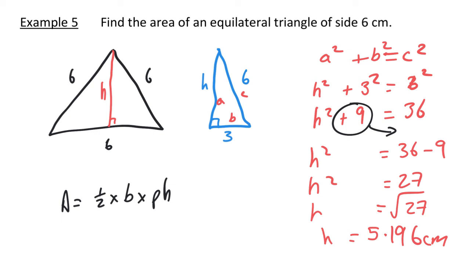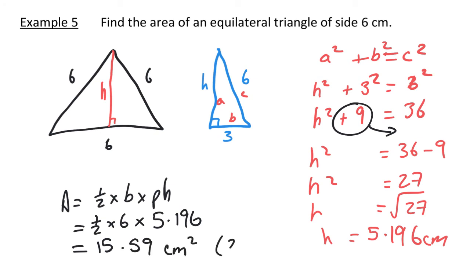We can work out the area, and that's a half times the base of 6 times the perpendicular height, which is 5.196, which is 15.59 squared centimetres to 2 decimal places.